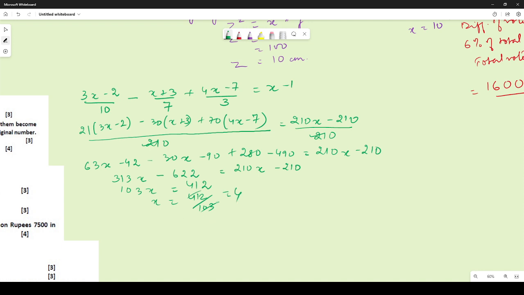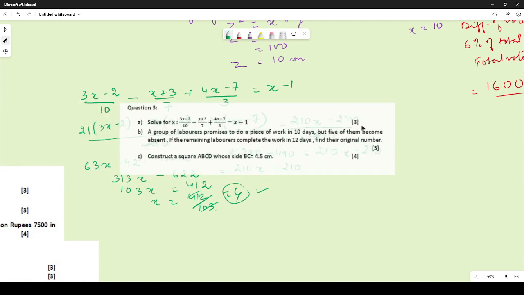So some of you left it at this point. If you look at it clearly, you can see it is divisible. 412 divides easily by 103 and you get 4 as the answer. So 4 will be your answer. Correct? Now let us check out the next question.